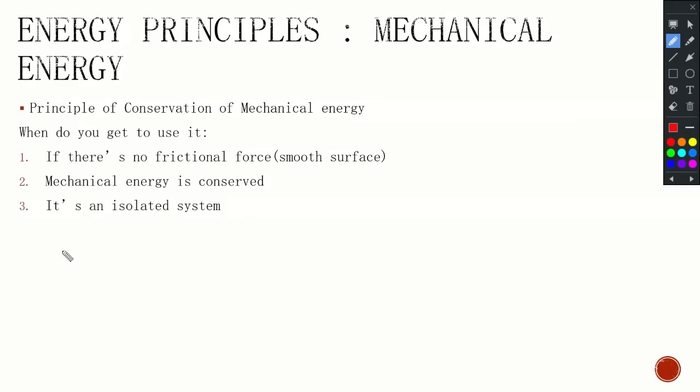Okay, so the formula for the principle of conservation of mechanical energy goes like this. It goes mechanical energy at point A is equal to mechanical energy at point B. So this can also be written as before and after, right? So initially and finally. So this breaks down to what? Now, before we can break it down, let's understand what is mechanical energy.